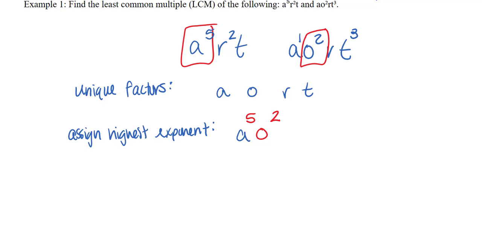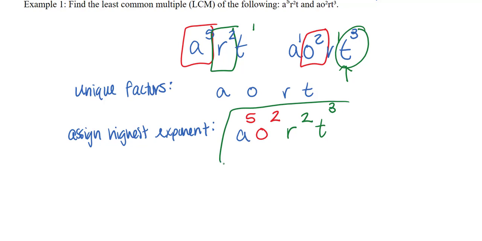So now we're going to look at r. When we look at r, we notice that this is r to the first and this is r squared. Well, r squared is larger, so we're just going to go r squared. Then the next thing would be t. This is t to the first and this is t cubed. So we're going to take this one. So this would be cubed. Now let's go ahead and look at the next example.